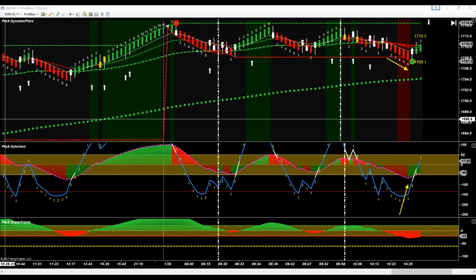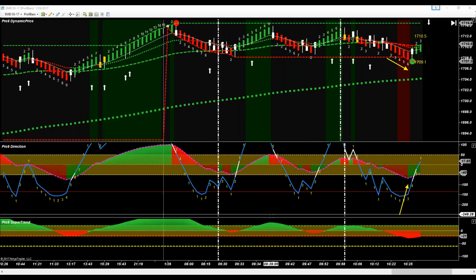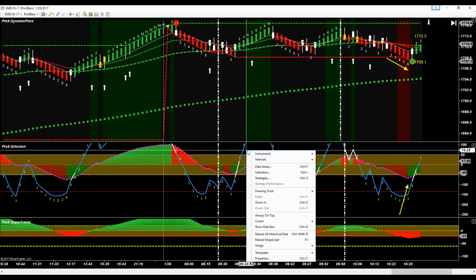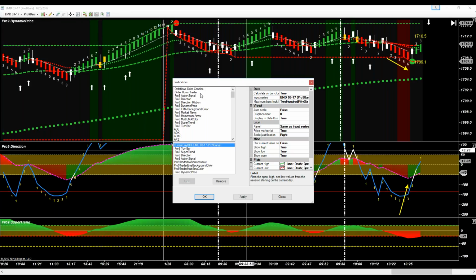All right, a question from Kwong. Can you show me how to change green histogram when it goes up and red when it goes down setting? Thanks. Yep, so if you want to change any of the indicator settings, you'll right-click on the chart, go to Indicators. These are all of the available indicators. All ours are Pro 9. These are all the standard indicators in NinjaTrader. These ones in the box below will be all the ones that are currently loaded on the chart.